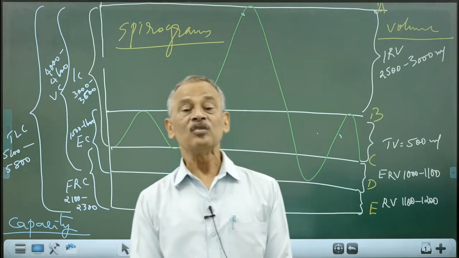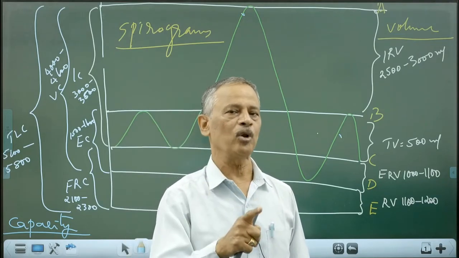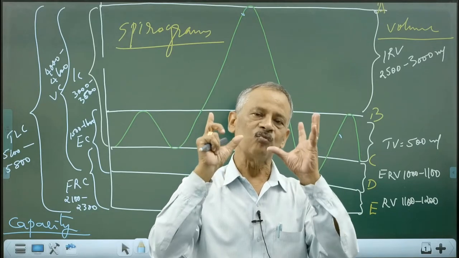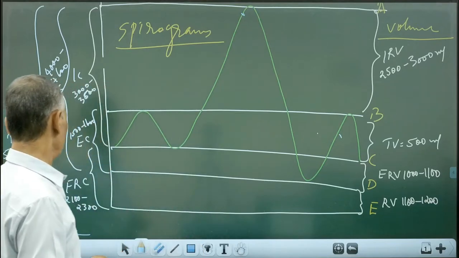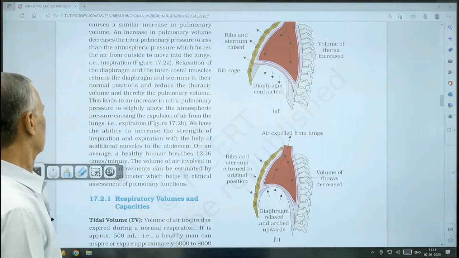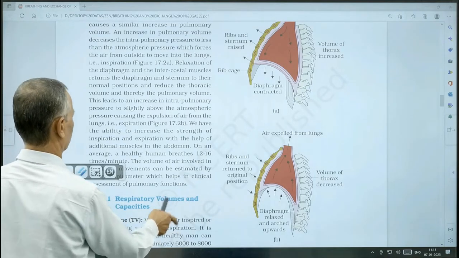So these values are of clinical importance. A doctor, a pulmonologist, will measure these values, and he will assess the functioning and the healthy nature of your lung based upon these values. Is that clear? So that is about the respiratory volumes and capacities.